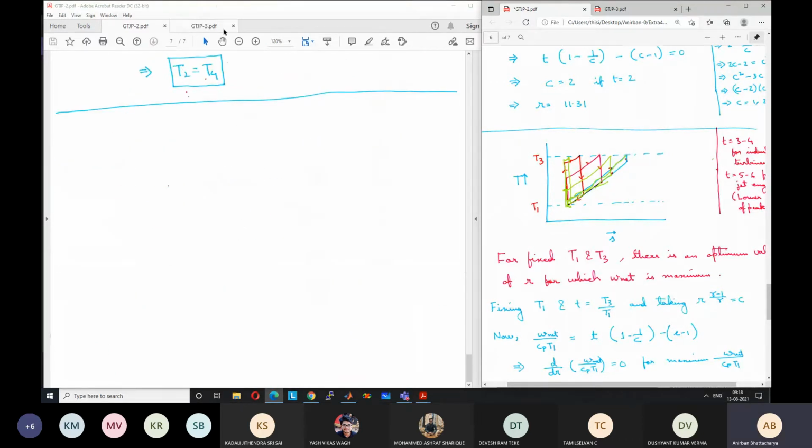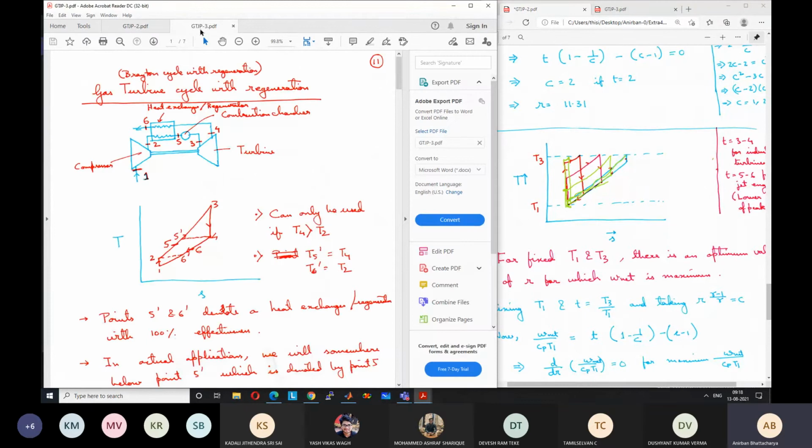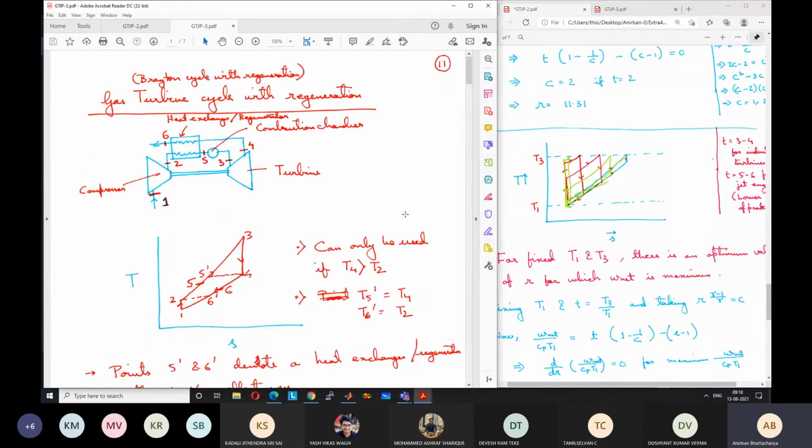So let us then continue to the next type of cycle. Okay. I hope this was clear, because you have already studied the Brayton cycle, a very basic thermodynamic cycle, one of the fundamental thermodynamic cycles.